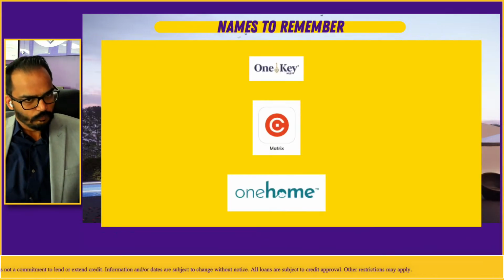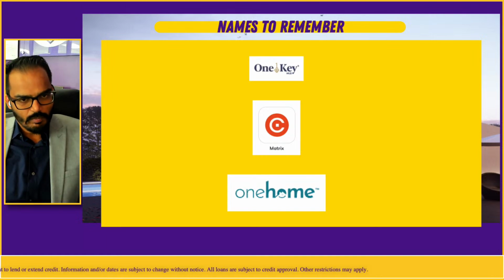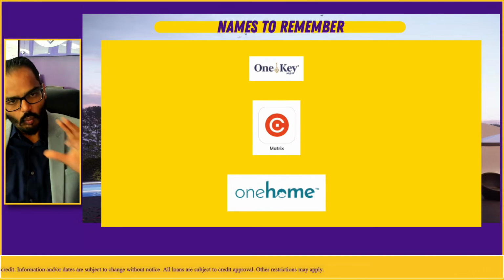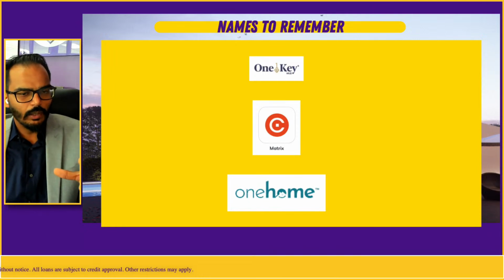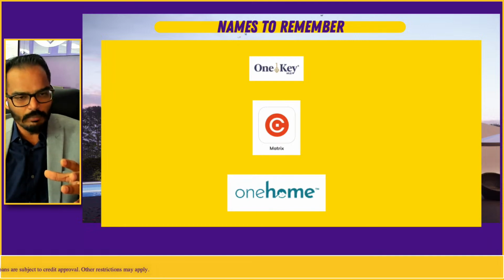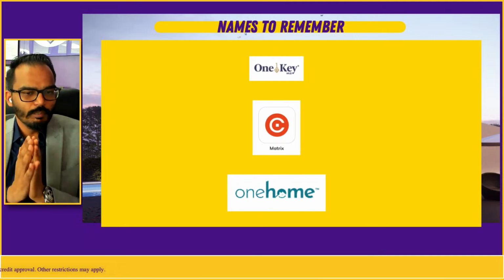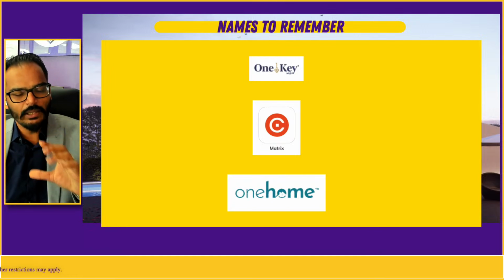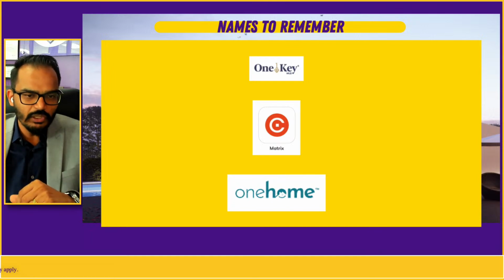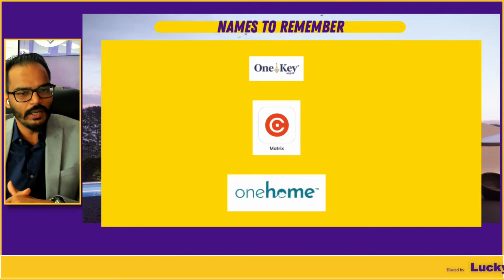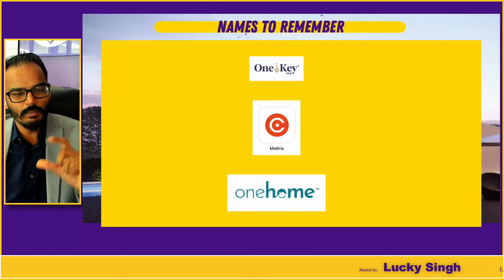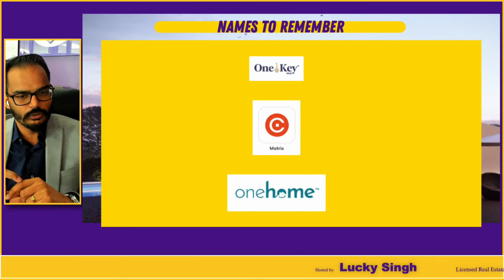Okay, so the names that we need to remember: we have one key as the dashboard. It will give you all the links to get your job done. You have your Matrix. That is the main component. This is where I'm doing my research for new properties, setting up alerts for my clients, and adding all clients' information. So that's what I'm going to be using the majority of the time, Matrix.